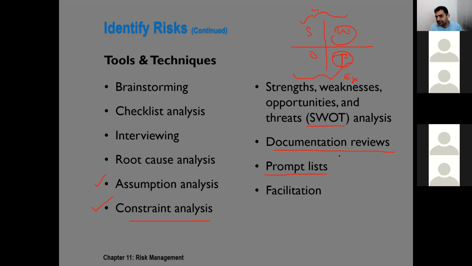Prompt list. Yeah. Anybody use prompt list? It is like an already prepared list with the major categories of the risks, and it helps us to trigger or prompt ideas in our mind. And then facilitation related to risk meetings, or meetings that only focus on the risks.